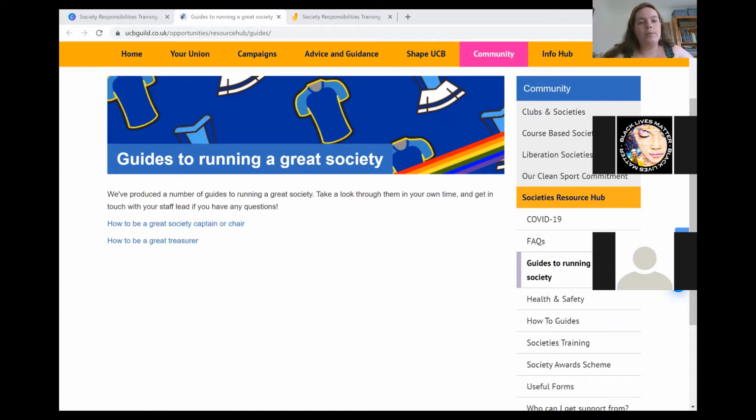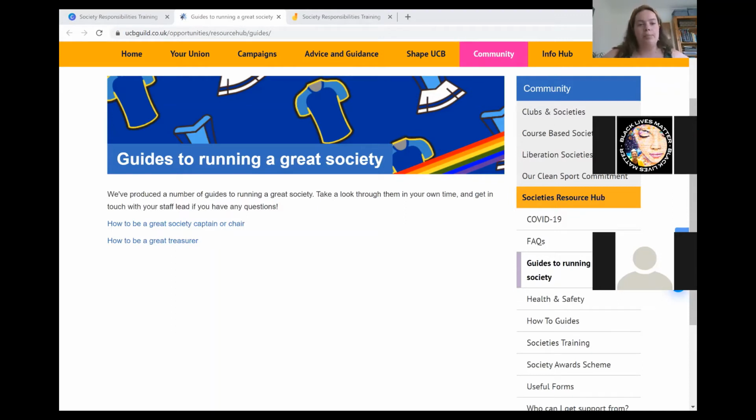You're also responsible for setting the direction, aims and objectives of the society after consultation with your committee. For a lot of you that will take the form of the development plan. Over the past few weeks you'll hopefully have been spending some time with your committees thinking about exactly what you want to achieve this year, writing that up in a plan, and coming back to the Guild with what that plan is.